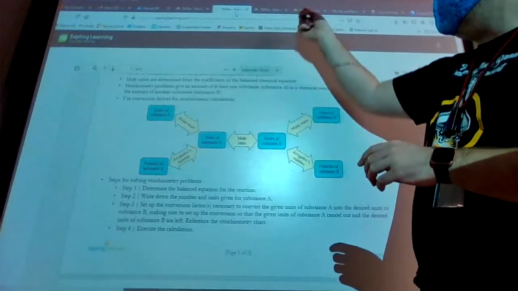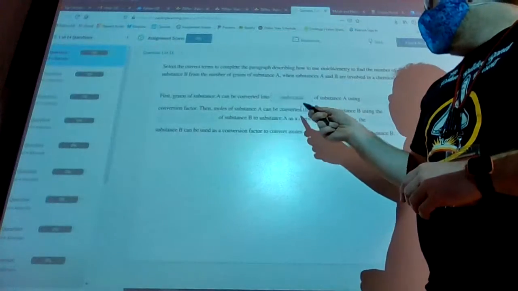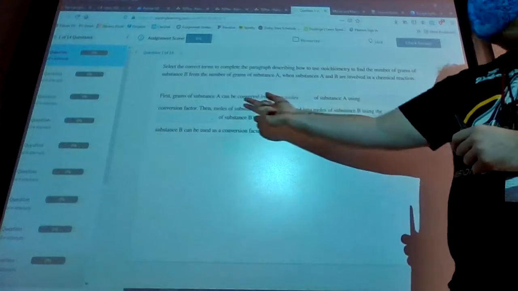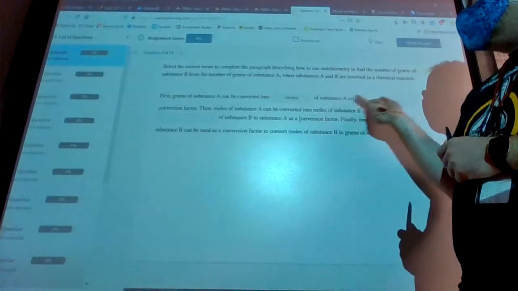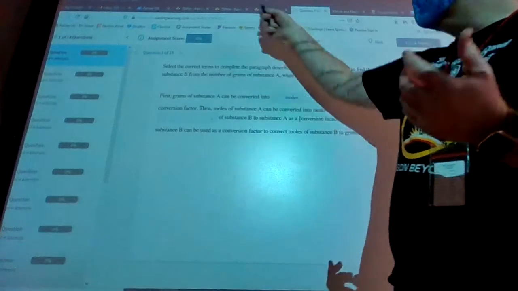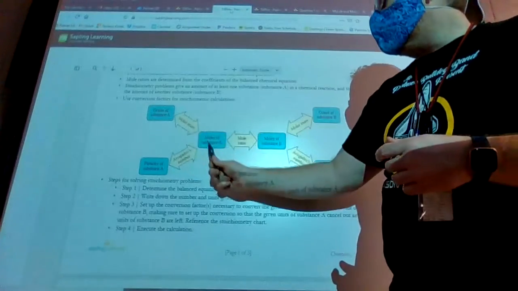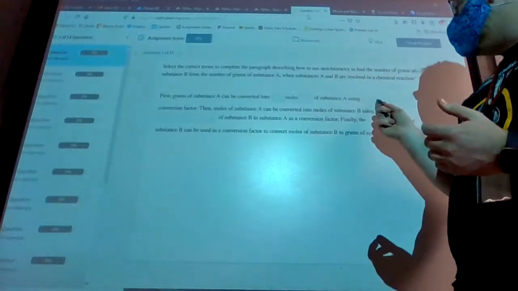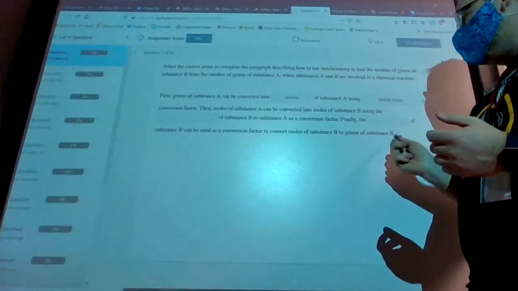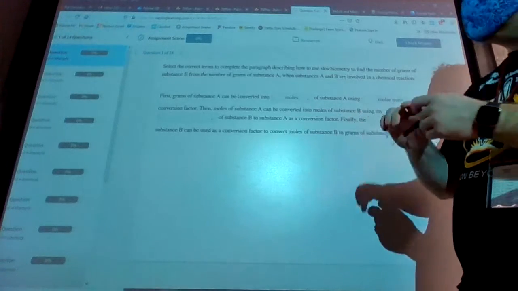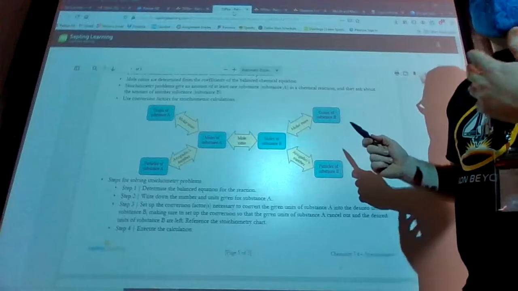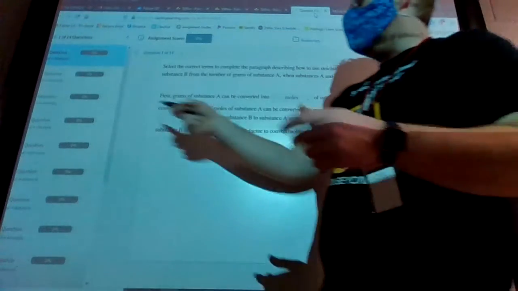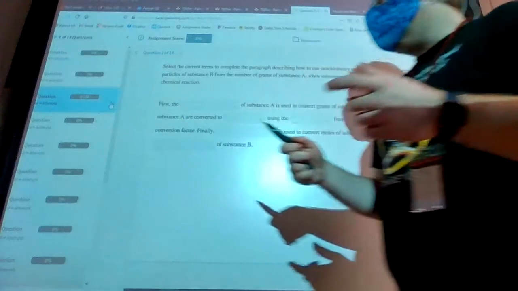Moles of substance A. And then using what? So we convert grams into moles using what as a conversion factor? Grams gets converted into moles using the molar mass. So the molar mass is our conversion factor. And that's the first part. So just read through these and try to use this chart to help you figure out what your drop-down answers are. So that's going to be for question 1 and 3.